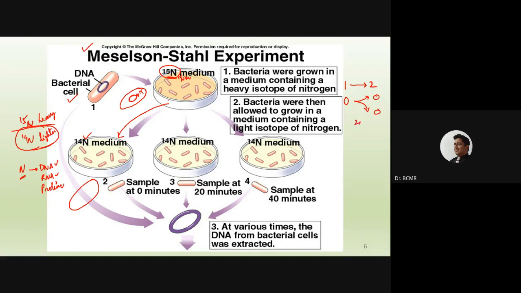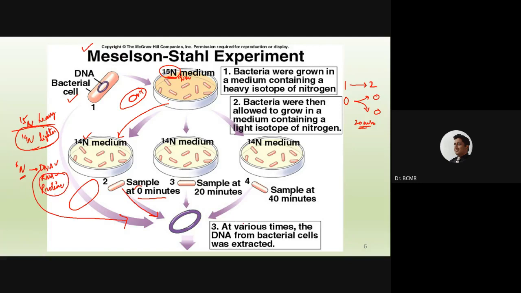It takes about 20 minutes, and they were using E. coli. It takes about 20 minutes for one bacterial cell to divide into two bacterial cells. So they put it like this, and at 0 minutes, they isolated the DNA from it. Although I said N15 could be included in DNA, RNA, or protein, for the analysis part, they isolated the DNA and went through it. So these other molecules are not going to compromise our experiment.